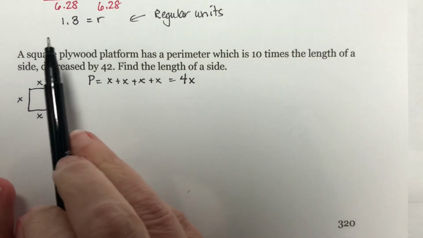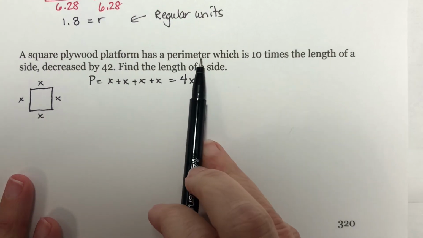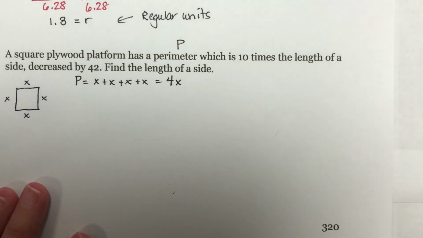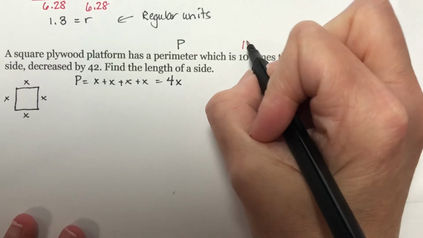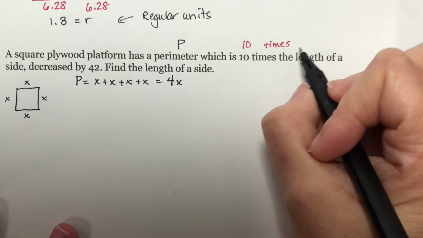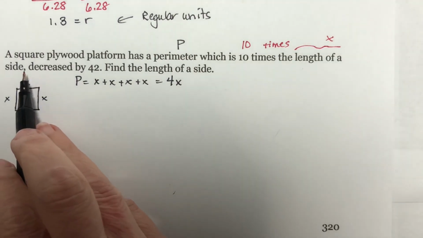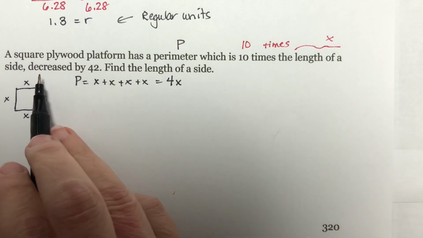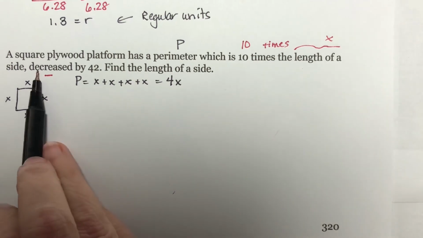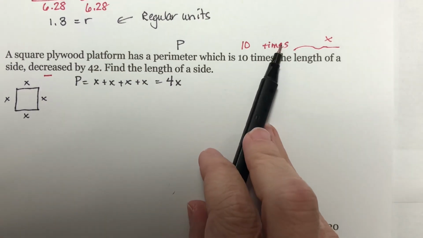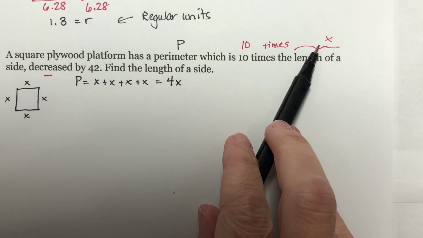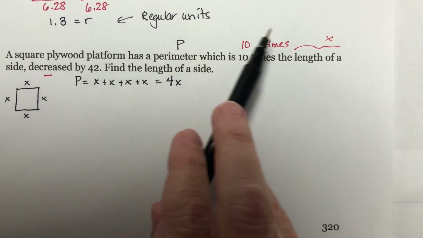A square plywood platform has a perimeter. Okay, there's my perimeter, which is, I'm kind of doing a translation problem now, 10 times the length of a side, which is x, comma, decreased by 42. Now again, this is a subtraction. We really need to think about it. If my salary is decreased by 42, then I take my salary and subtract 42 to find out what I'm going to be making. In this case, the subtraction goes in the order it is written.